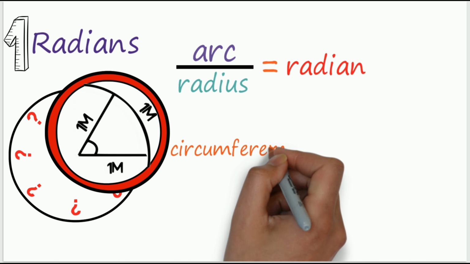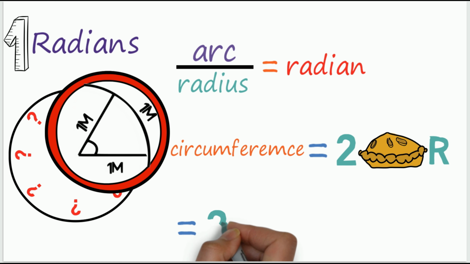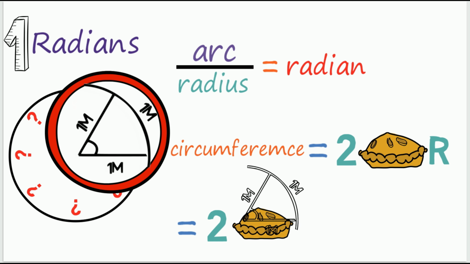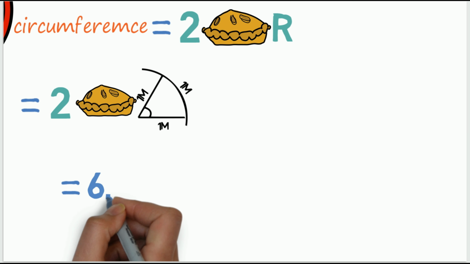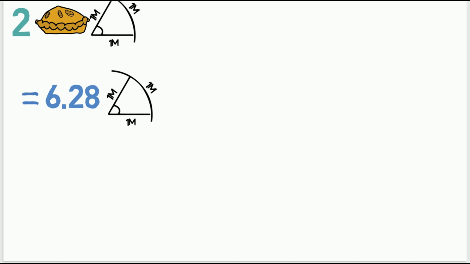We all know that the circumference of a circle is 2 pi times r. So we can apply this to say that we need 2 pi times the number of sectors. So we will need around 6.28 sectors to complete one circle. And this is true for any circle.